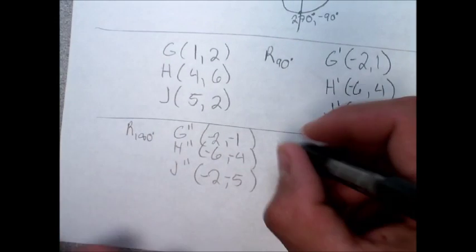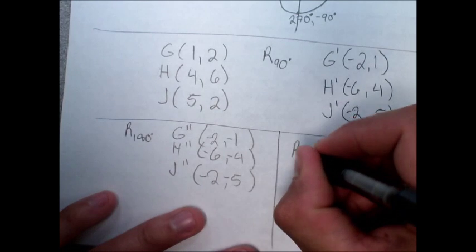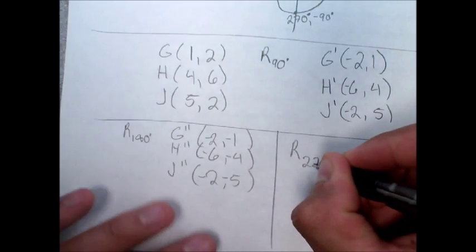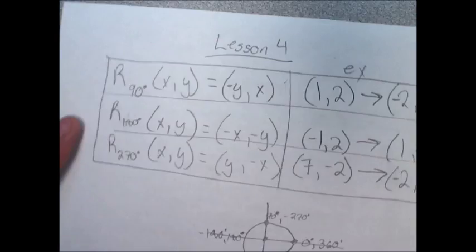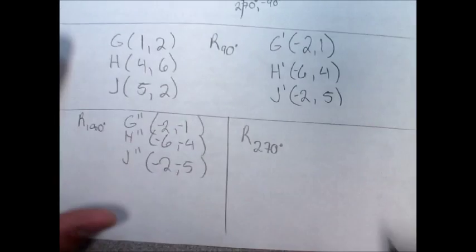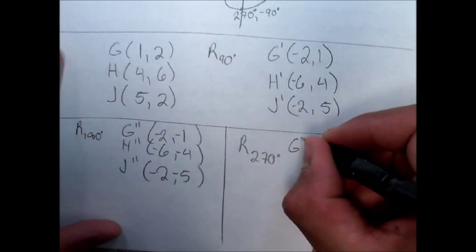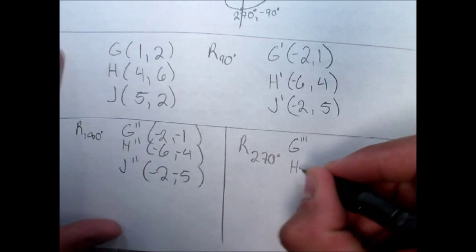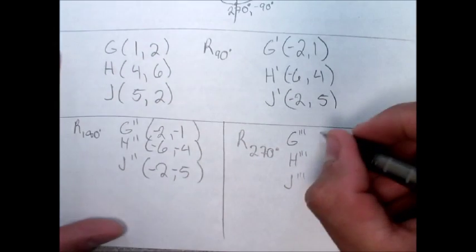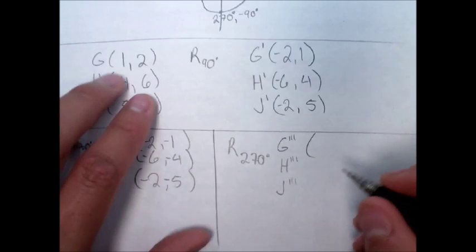Levi's going to give us the next one as well. He was so good at the last one, I'll let him just keep on rolling. So it says, flip them, change the sign of the front one, right? So I'm changing the X this time. So I'm going to name that one G triple prime, H triple prime, and J triple prime.